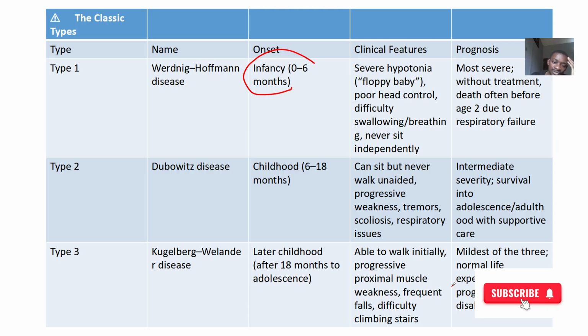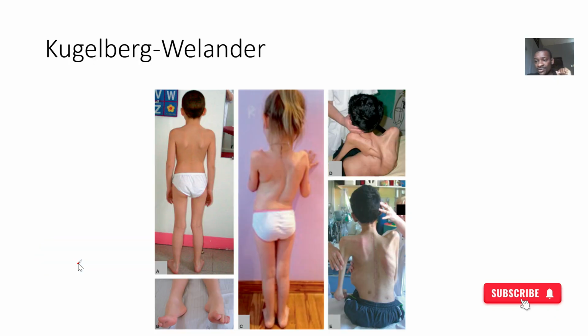Type 3 is a what? Kugelberg, Welander. So it starts after 18 months to adolescence. They're able to walk initially, but the muscle weakness starts progressing. So there are frequent falls. Okay, so it's actually the mildest. So if you treat patients with this type 3 right, they basically get to survive for a very long time.